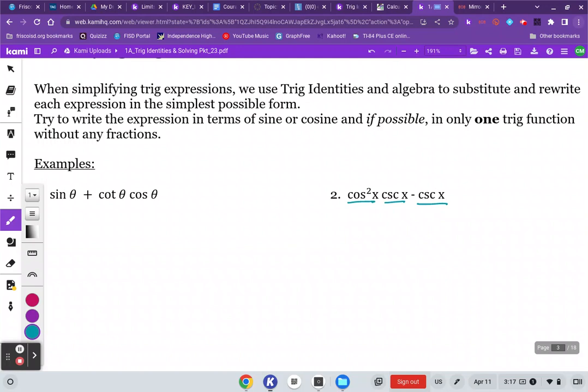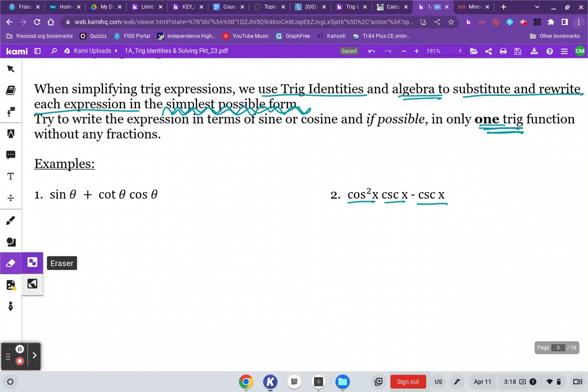It says when we're simplifying, use the identities, use algebra, substitute and rewrite each expression in its simplest form. The hardest part is knowing what is the simplest form. How far do I go and when is that enough? Ultimately, you've gone far enough if you can get it to be written in only one trig function. So right now, I have 3 terms here, well, really just 2 terms, but 3 parts. If I can do stuff to this and simplify it so that I just have one trig function as my final answer, then I know I've simplified it successfully.